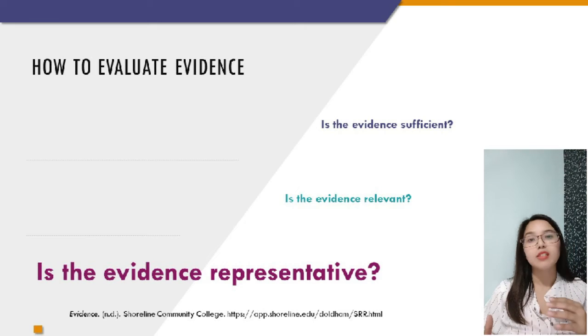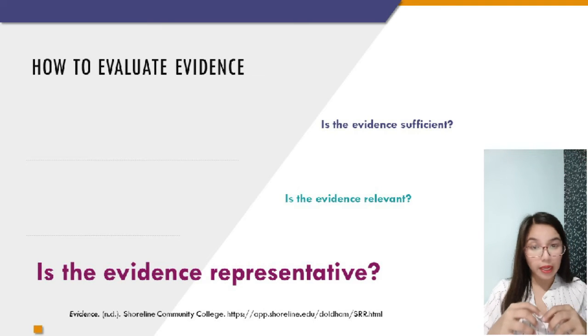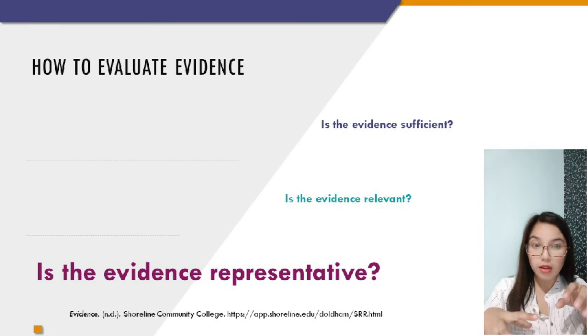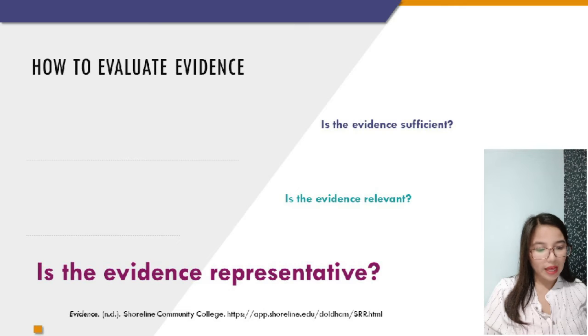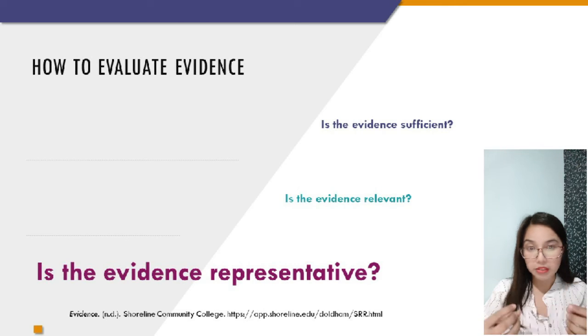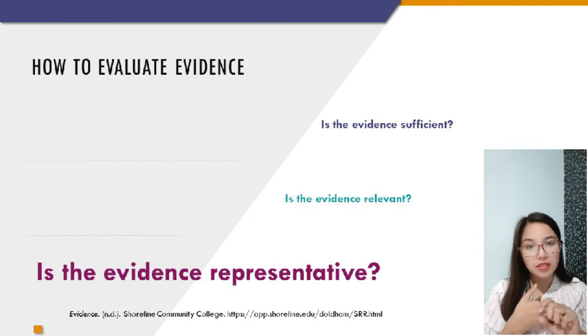In fact, in research, we are asked to triangulate, meaning you have to look for other sources. You don't just look at one source to validate your hypothesis. You look for at least 3 sources so that your belief, your hypothesis, your conclusion will have a very strong foundation. So these are the 3 things that you need to ask yourself when you're checking your evidences. Is it sufficient? Is it relevant? And is it representative?